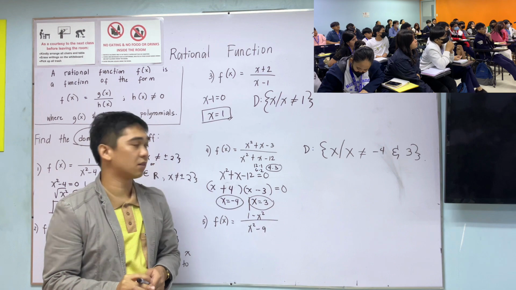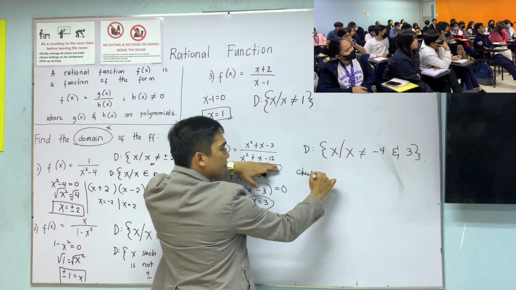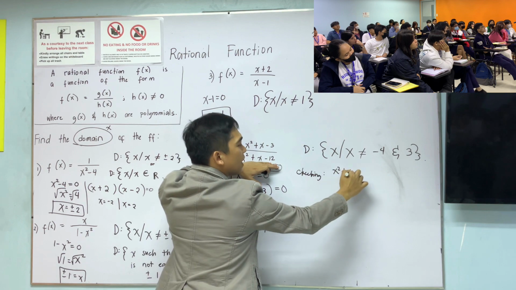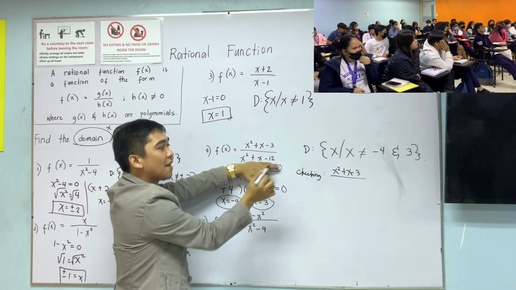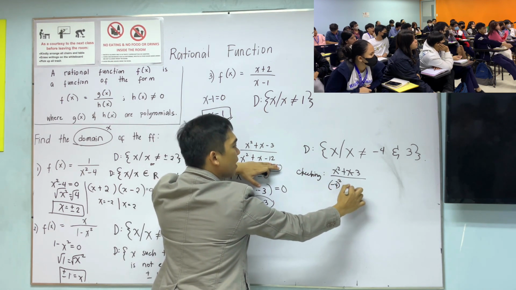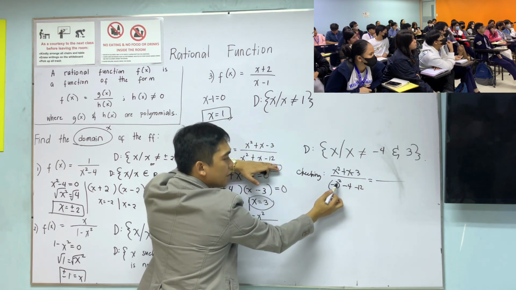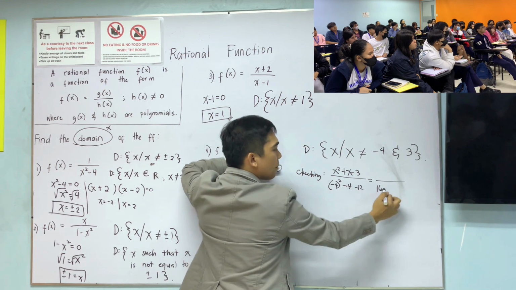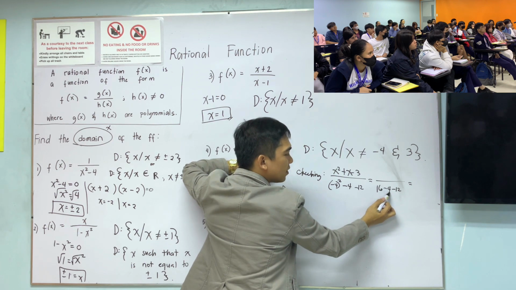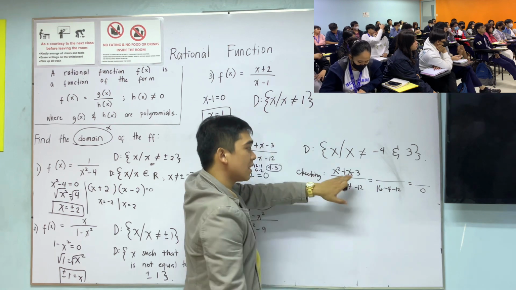Pwede natin i-check. Sige nga sir, check nga natin. Checking tayo. Copy the numerator. Hindi naman natin pinapakialaman yan. Copyhin lang natin. Tapos, substitute natin sa negative 4 yung denominator. Negative 4 squared minus 4 minus 12. Huwag nang pakialaman yung numerator. Negative 4 squared, 16 minus 4 minus 12. 16 minus 4, minus 12. 0. O, magiging 0 siya. So, bawal talaga si negative 4.